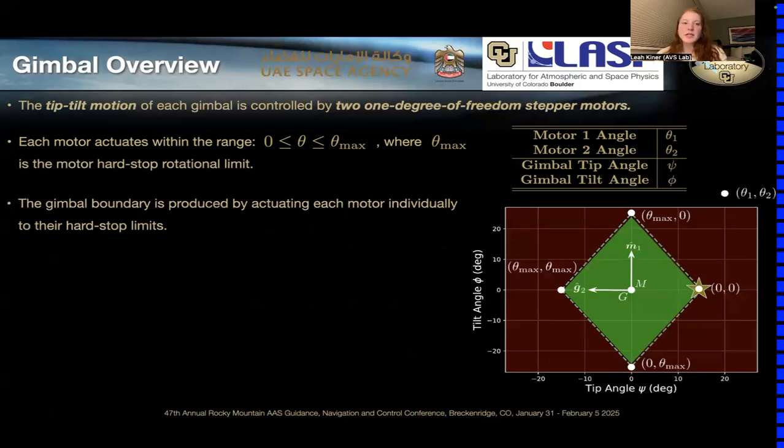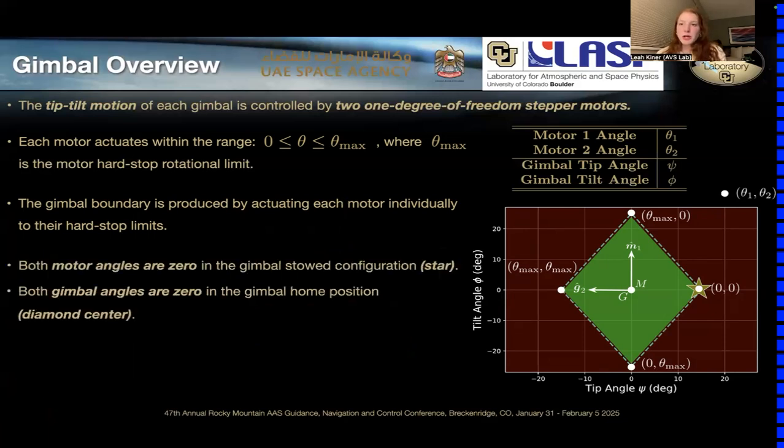So next, the boundary of the gimbal is specifically produced by actuating each motor individually to their hard stop limit. So essentially, this traces that outer boundary of the gimbal motion. If we start where both motor angles are 0 in the stowed configuration of the gimbal, seen by the star in this figure, and actuate motor 1 to its hard stop limit, we trace the northeastern edge of the diamond. And then if we actuate motor 2 to its hard stop limit, we trace that northwestern edge of the diamond.